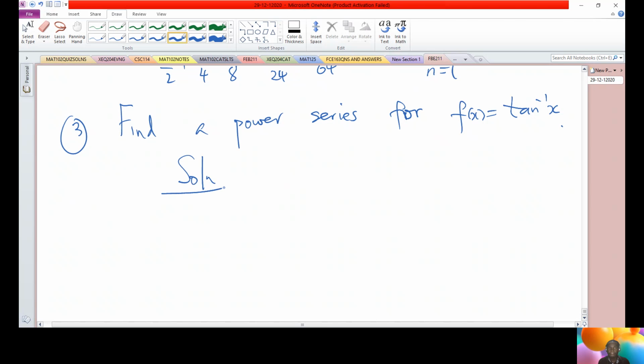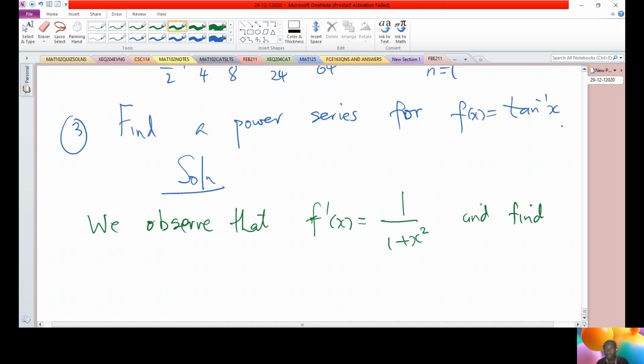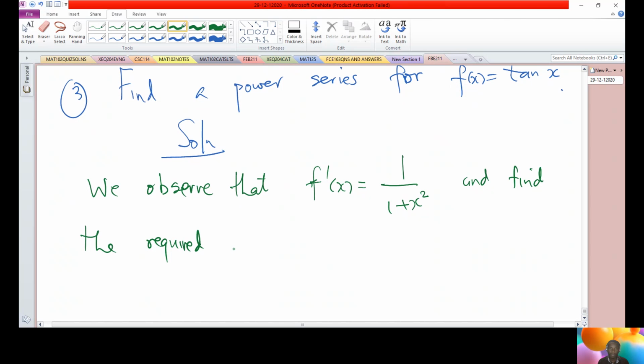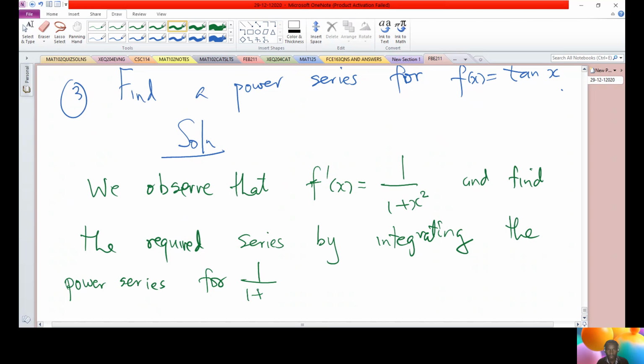So here the solution would be, we observe that the derivative of that function is 1 over 1 plus x squared, and find the required series by integrating the power series for 1 over 1 plus x squared. We have already worked out this one.